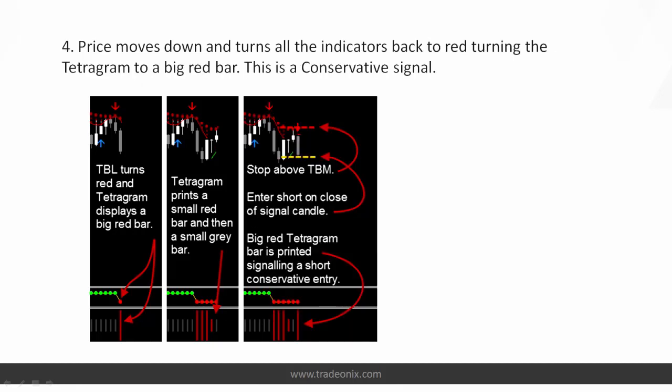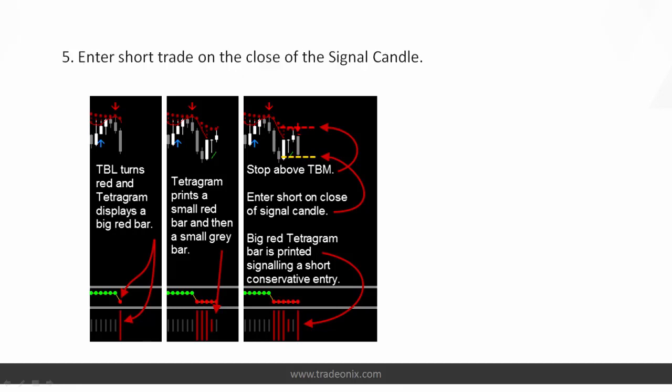Price moves down and turns all the indicators back to red, turning the tetragram to a big red bar. Now, this is the conservative signal. When this candle closes, we get the big red tetragram bar as the switch, the TBS, the TBM, and the TBL are all on the correct side of the market. The market is bearish. Enter short trade on the close of the signal candle. This candle that changed the tetragram bar to a big red bar, when it closes, we will enter short at the close of that candle.